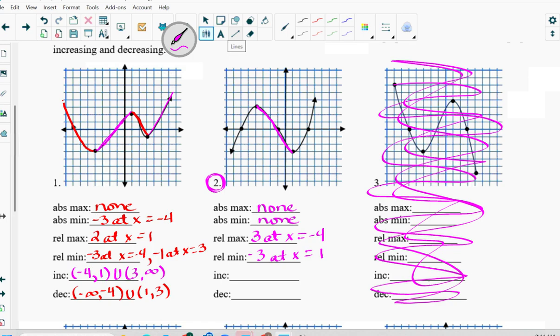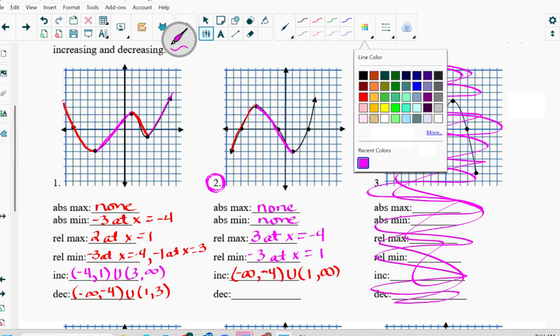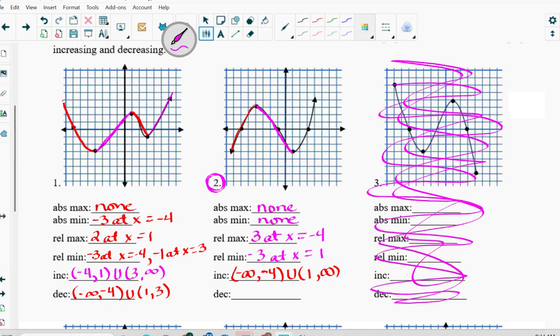Okay, increasing. Would you agree that first section was increasing? Okay, so did we have negative infinity to -4? What was your other increasing interval? 1 to infinity, good. And then we just have one decreasing section in the middle from -4 to 1. How do we do? Good, okay, all right, getting it.